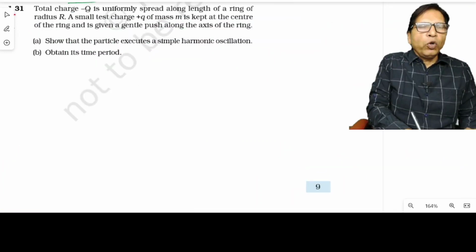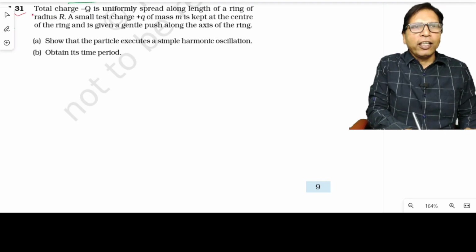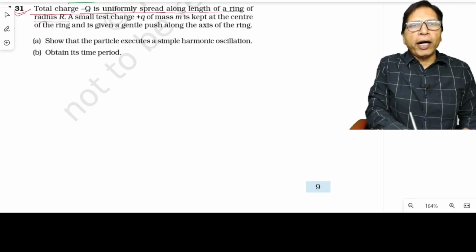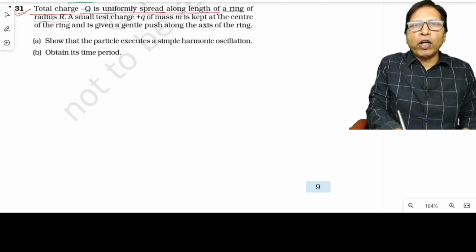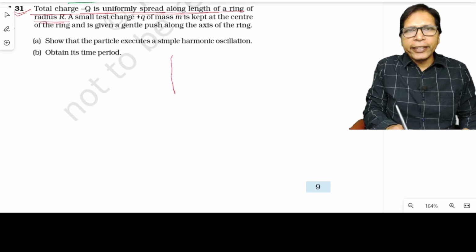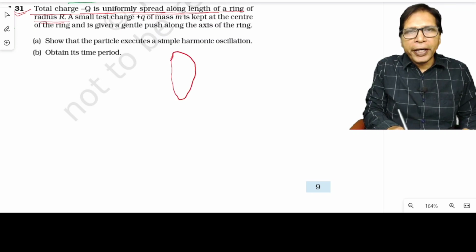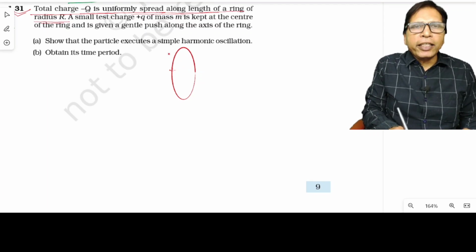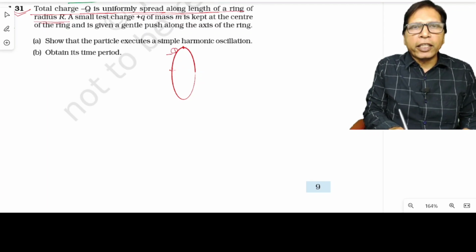Okay, look at this. This is the last question. Question number 1.31. A total charge minus Q is uniformly spread along the length of a ring of radius r. This is a ring of radius r. Now the charge is minus Q here. Suppose a very small charge dq at this point. So this is the dq.